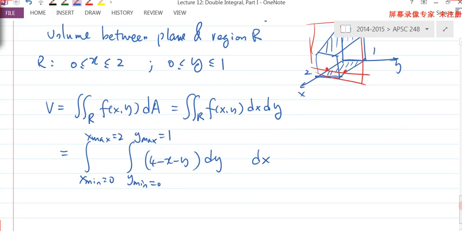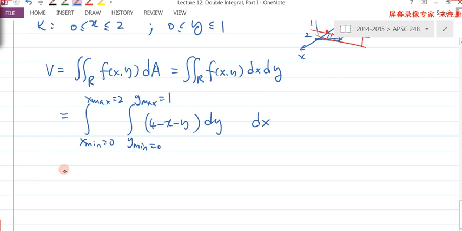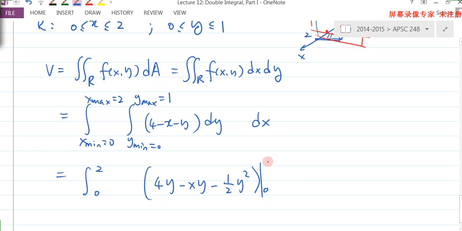Once you get this, it's pretty simple. When you integrate with this one first, treat the x as if it is a constant. So 0 to 2, that's outside here. For this integral, what do we get? We get 4y minus xy minus 1/2 y squared, and y goes from 0 to 1 like this.